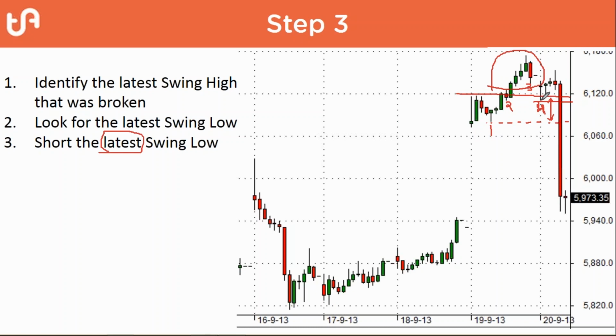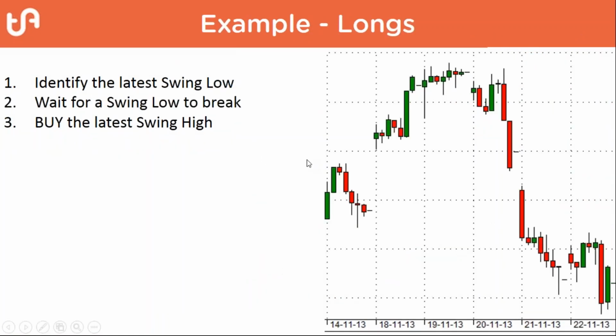Alright, so you always short the latest swing low. In this example, it's the candle marked by 4. That's the one that is shorted. Clear everyone? Let's look at another example. Yes, that's the daily chart, Vishal.